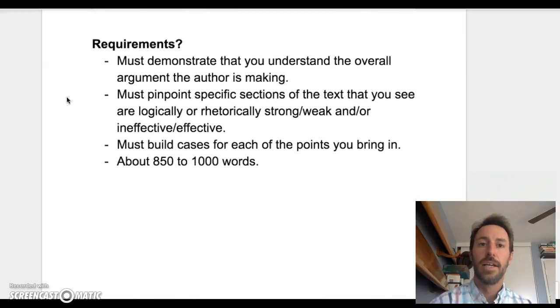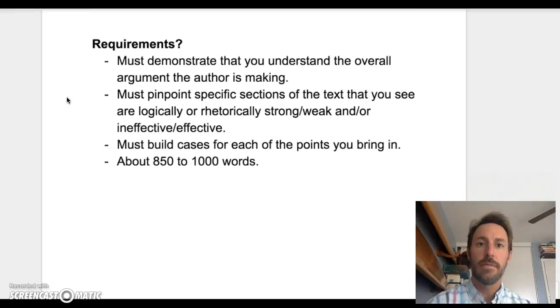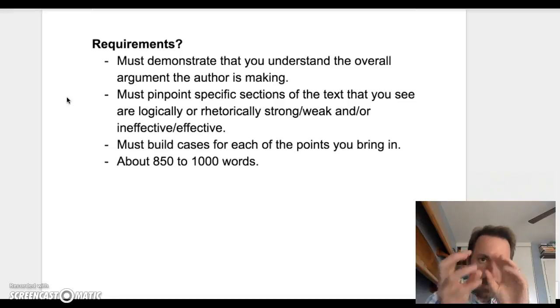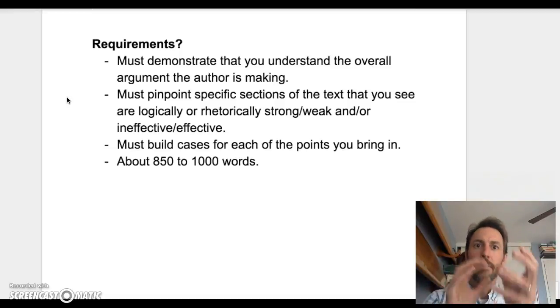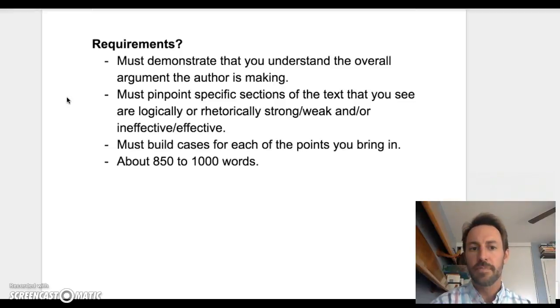Specifically, you have to make sure that you demonstrate an overall understanding of the argument of the op-ed that you're reading. I want you to make sure that you pinpoint specific sections or specific components and that you break those down and explain how you see those working. When you think about the document as a whole, you're thinking that it'll be about 850 to 1,000 words.